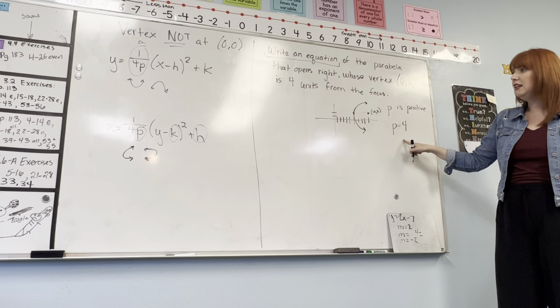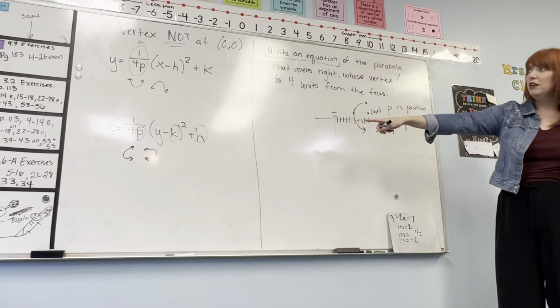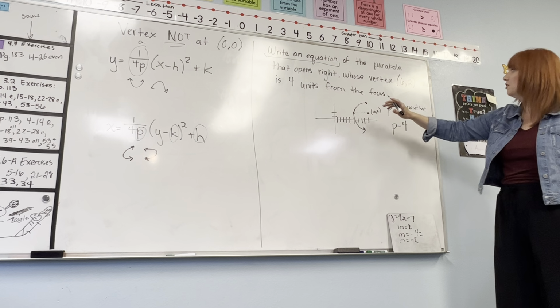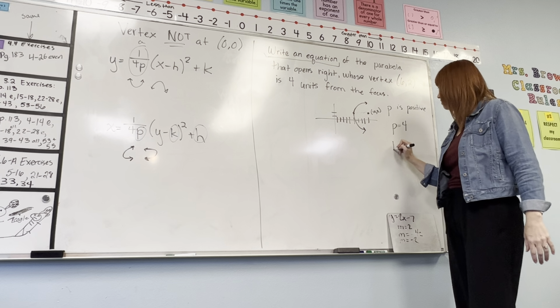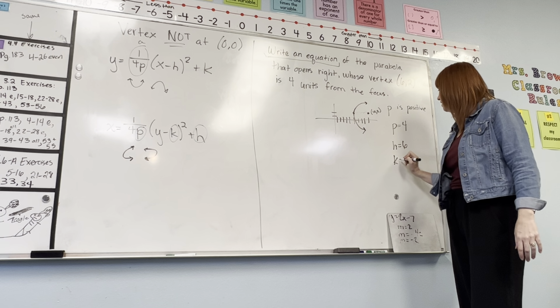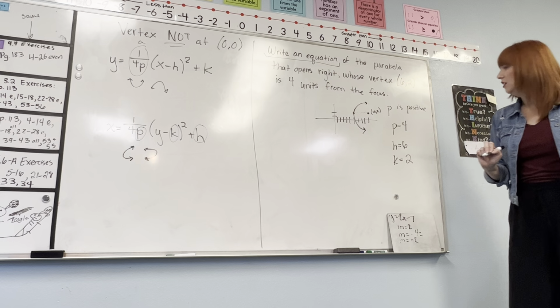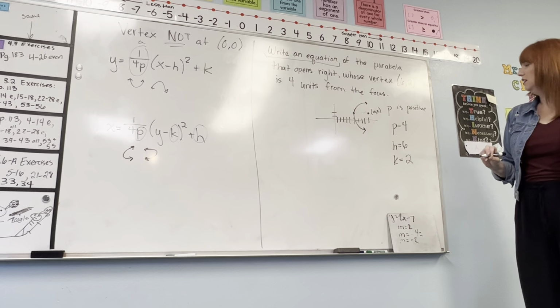Okay, so we have P, and then H and K. What is H and K? Vertex. Yeah, it's the vertex. So what's H? 6. And K? 2. So we just have to fill those in.